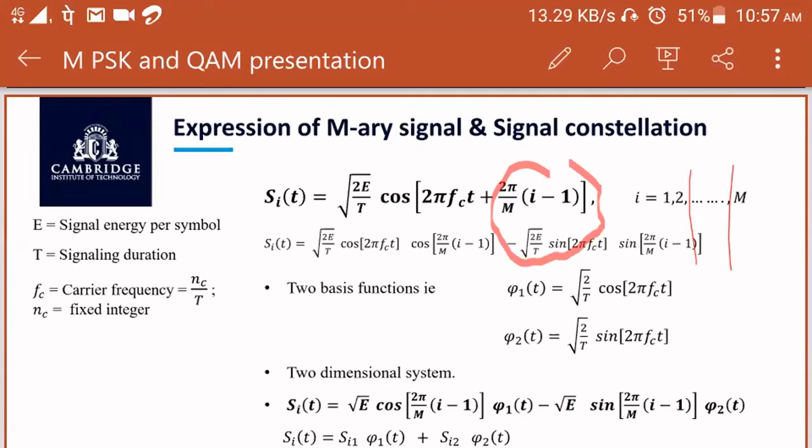2 pi by M times (i minus 1) is the phase value. Okay, for different symbols you can change the i value there. Right.